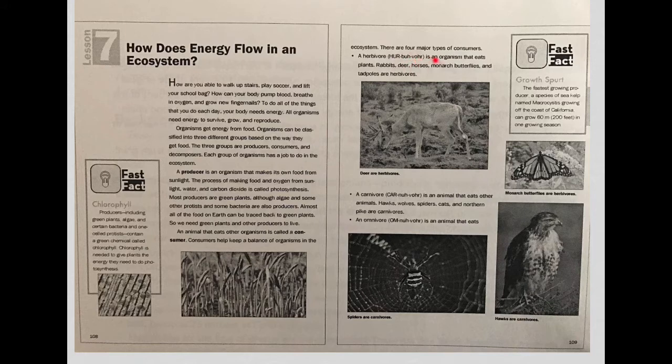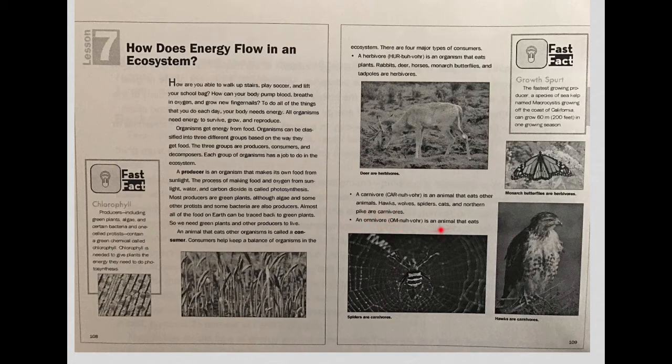Okay. So an herbivore is an organism that eats plants. Rabbits, deer, horses, monarch butterflies, and tadpoles are herbivores. And here we have a picture of a deer. So we have the plant eaters, the herbivores. Now we're going to move on to the carnivore. And remember, these are examples of consumers, different kinds of consumers. A carnivore is an animal that eats other animals. Hawks, wolves, spiders, cats, and northern pike are carnivores.